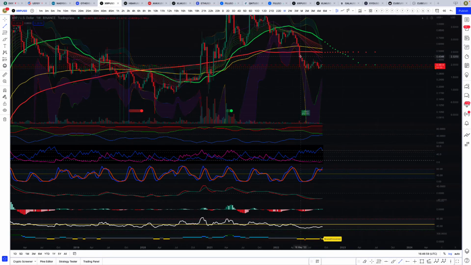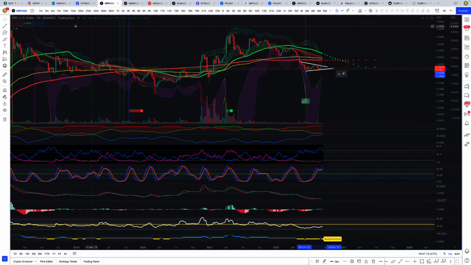Then we have this trend line coming down like this. So we're going to see a move in the next 7 days here. That's what we're seeing. Then we have this trend line coming down like this. So something like that. That's kind of right in line with us retesting 50 cents, coming up to this trend line.